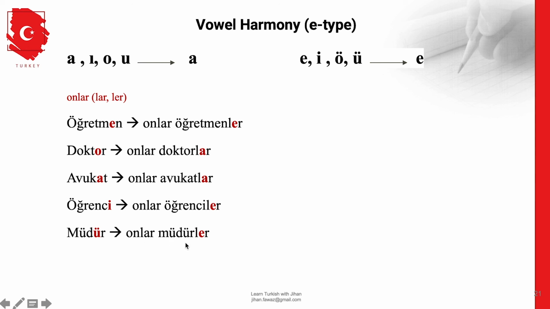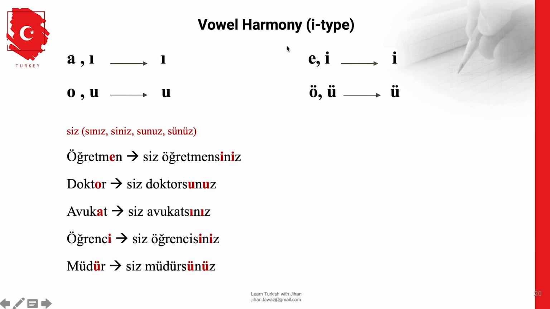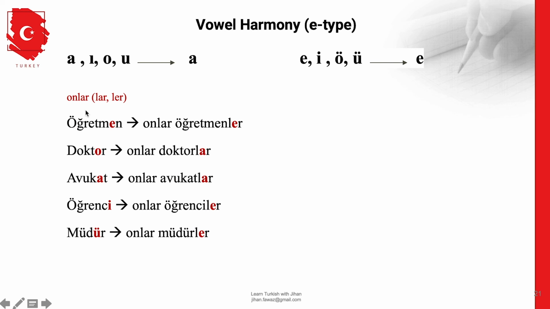In this lesson, I explained how to use the vowel harmony. We have two types, the A type and the E type. In the first five pronouns, ben, sen, o, biz, siz, we use the I type, which in Turkish is the I type. And with onlar, the they pronoun, I use the E type, which is only lar or ler, and this is the rule.